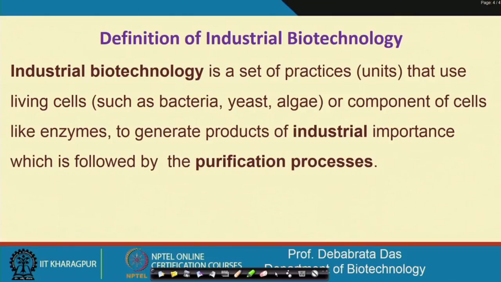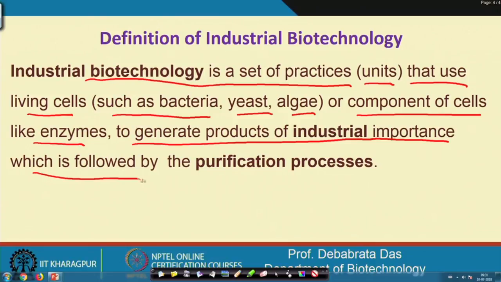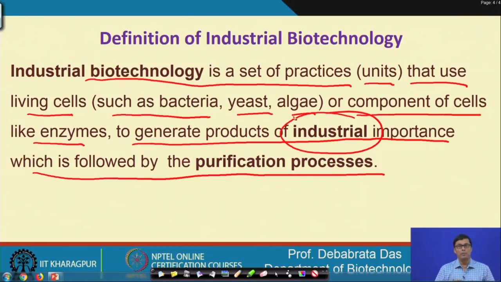Now, if you look at the definition, it is like this: industrial biotechnology is a set of practices or units that use living cells such as bacteria, yeast and algae, or components of cells like enzymes, to generate products of industrial importance, which is followed by the purification process. So, what does it mean? Not only does it comprise living systems like bacteria, yeast and algae, but it might also be a component of the cells like enzymes. Enzymes don't have any life. So, they generate some product which has industrial importance, and whenever we produce any kind of product, when you do any kind of marketing of the product, it should always be in the purified form.